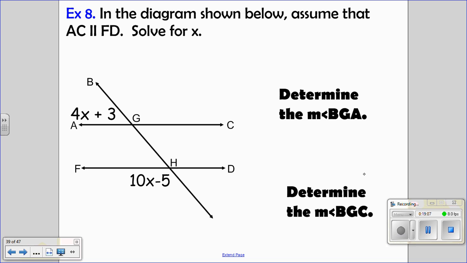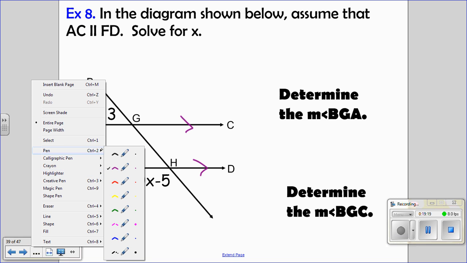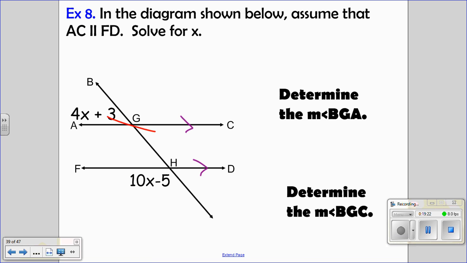On this example, again, AC is parallel to FD, so let's draw our parallel arrows. It wants us to solve for x. Let's apply our zigzag. Zig, zag, zig. They're not on the same path, so that means we're going to use angle plus angle equals 180 degrees. And this doesn't have a relationship that we know of at this time. So let's simply take 4x plus 3 plus 10x minus 5 equal to 180.